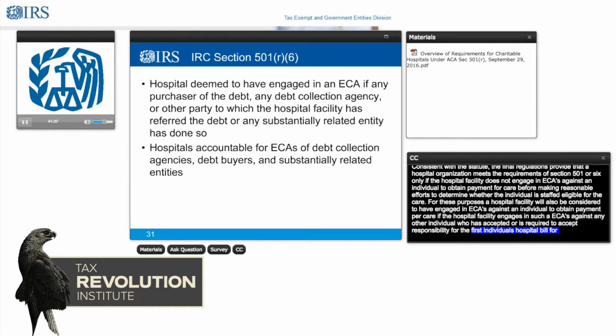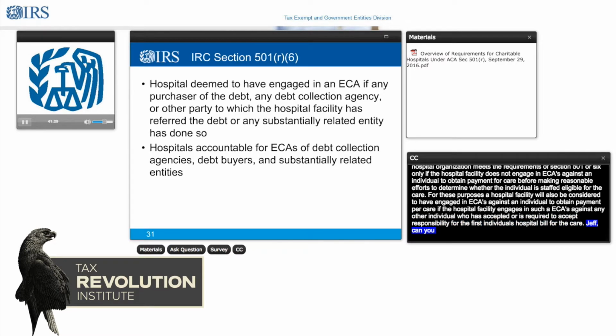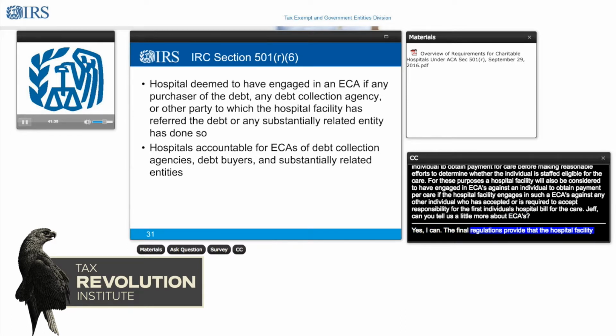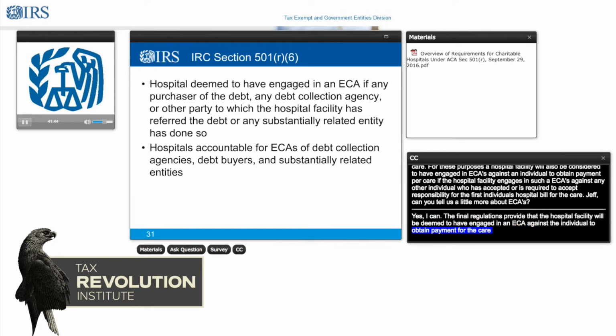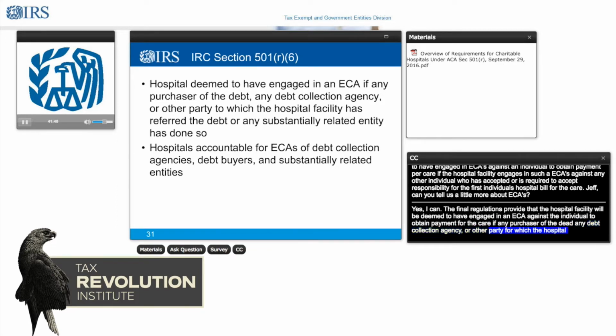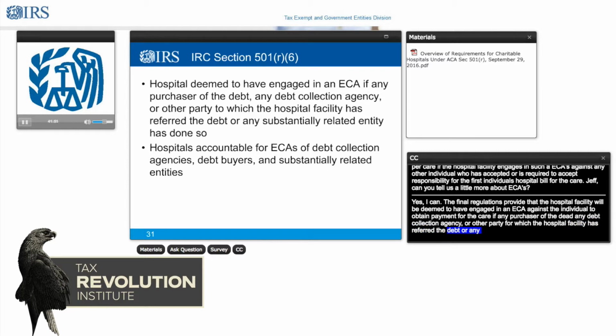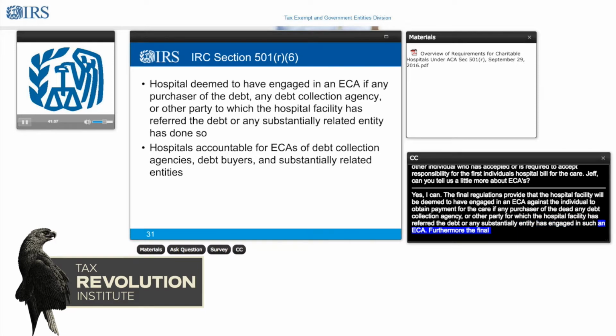Geoff, can you tell us a little more about ECAs? Yes, I can. The final regulations provide that the hospital facility will be deemed to have engaged in an ECA against the individual to obtain payment for the care if any purchaser of the debt, any debt collection agency, or other party to which the hospital facility has referred the debt or any substantially related entity has engaged in such an ECA.